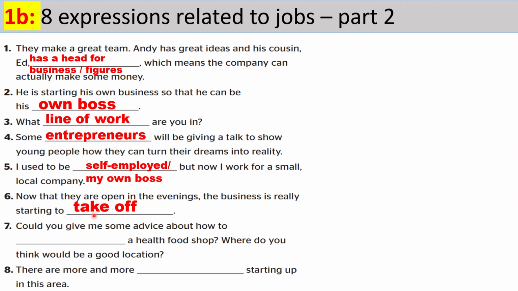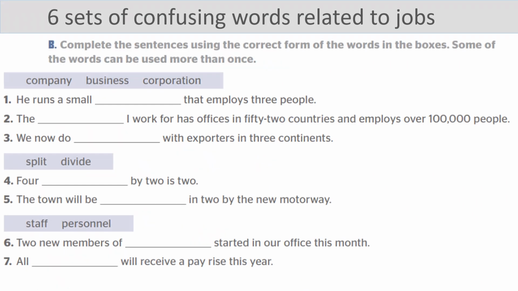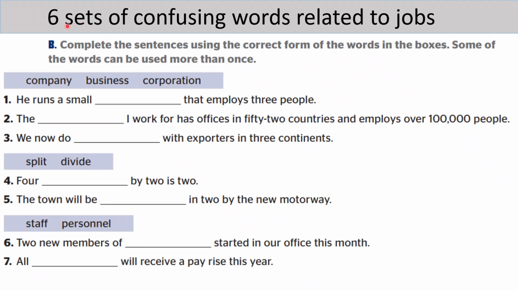To take off, it's a verb we use for a business that's becoming very successful. Then set up a business, which means to start a business. And finally, the private enterprises, which means private companies. They are not part of the country or the state. Now, moving on to the 6 sets of confusing words related to jobs.